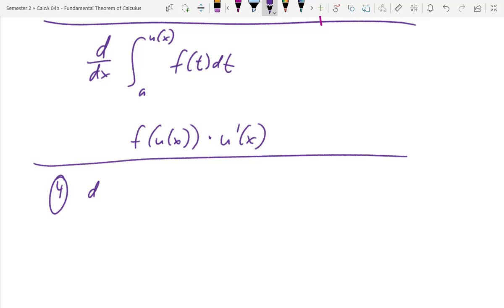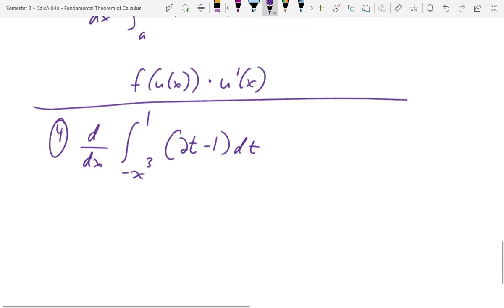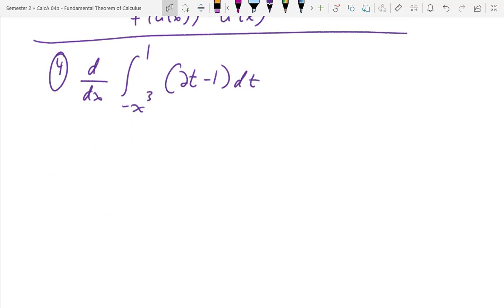The derivative with respect to x of the integral from negative x cubed to 1 of 2t minus 1. What is that? 2t. Yeah, I reversed them deliberately. Can you undo that?